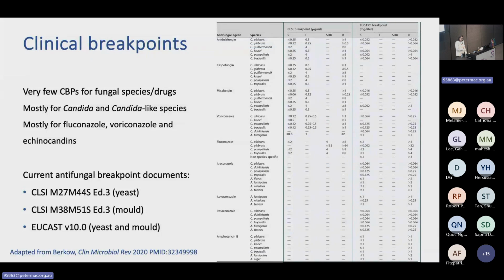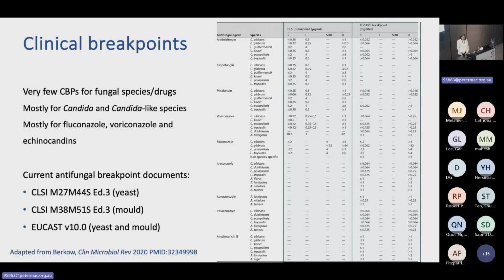So it's only in the last decade or so that we've had species-specific clinical breakpoints at all for antifungals. These are mostly for Candida and former Candida species, and only for certain antifungals, mostly fluconazole, voriconazole, and the echinocandins. Now, this very busy table on the right, which I don't know if you can actually read, but don't worry about that, lists the CLSI breakpoints in the middle there, and the EUCAST breakpoints on the right-hand side for various yeast species where available.